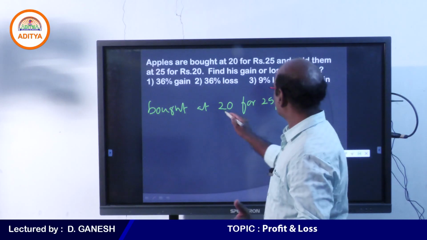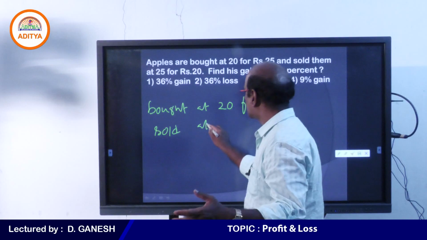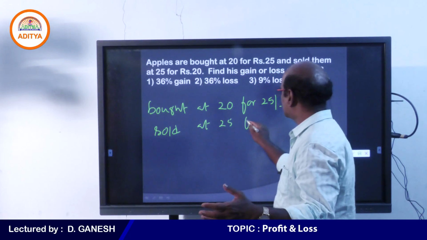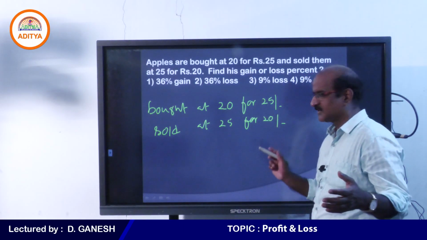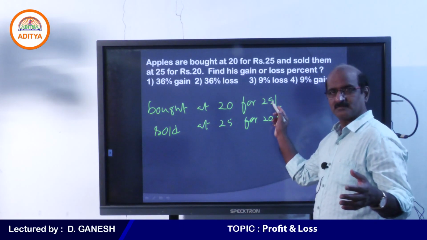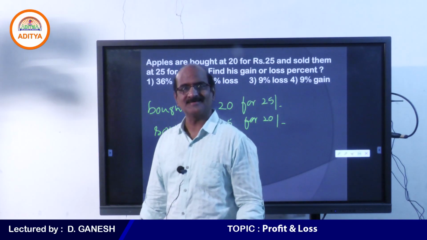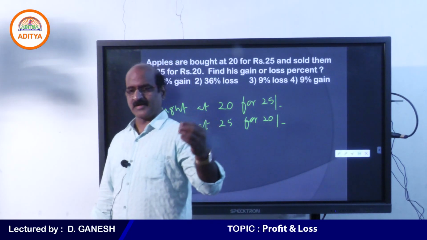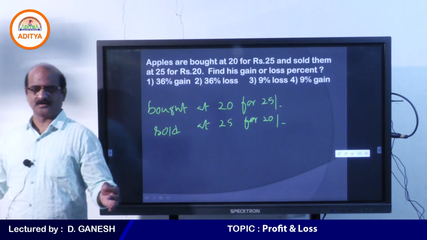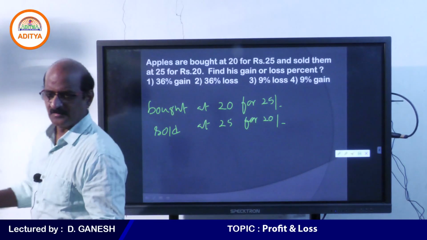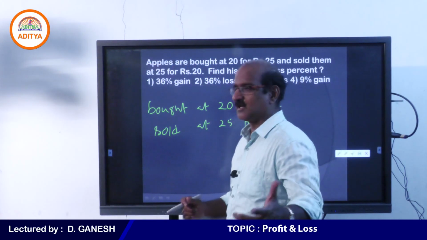So apples are bought at 20 for 25 rupees, and sold at 25 for 20 rupees. Student, you bought it for 25, but you sold it for 20. So there is a loss. Now we need to know what is the loss percent.